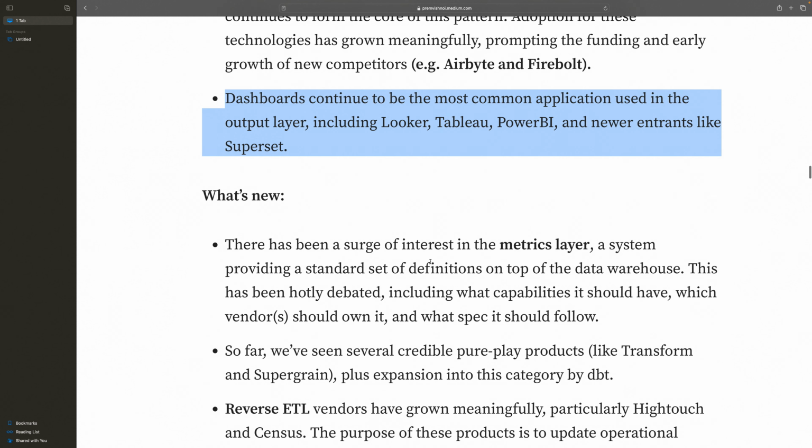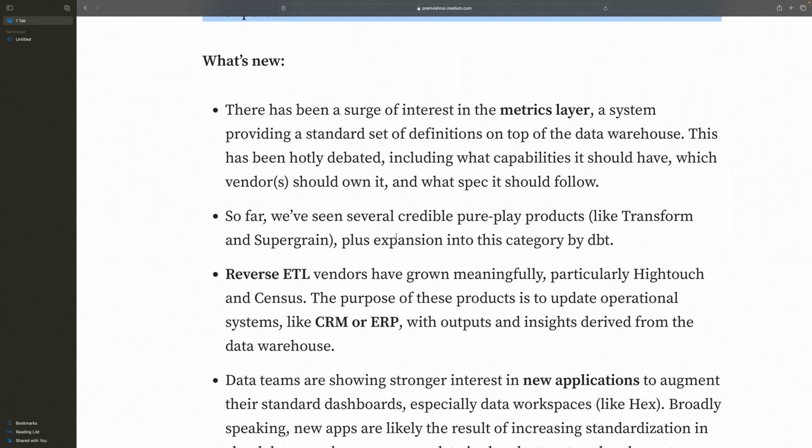There has been a surge of interest in the metrics layer, systems providing a standard set of definitions on top of the data warehouse. This has been mostly debated, including what capabilities it should have, which vendor should own it, and what specs should be followed. So far, we have seen several credible pure-play platforms like Transform, Supergrain, and Pliant.